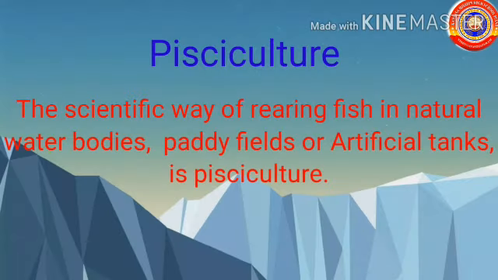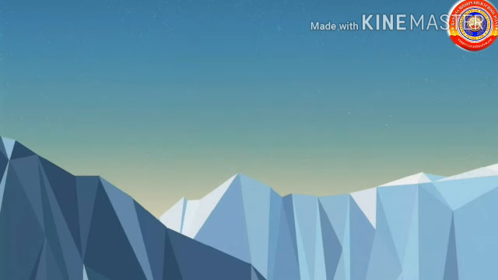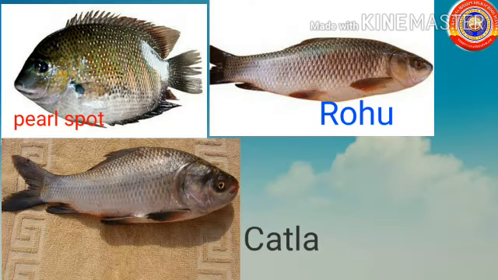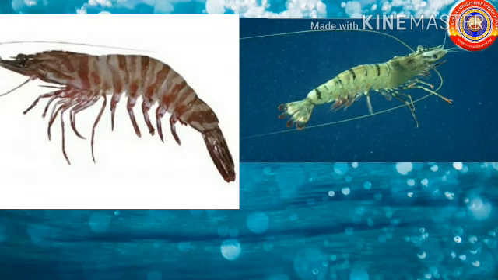The next one is pisciculture. The scientific way of rearing fish in natural water bodies, paddy fields or artificial tanks is pisciculture. Varieties such as pearl spot, rohu, katla, etc. are reared for food. And goldfish, guppy, etc. are reared for ornamental purposes. Important prawn varieties reared are Naran, Kara, etc.